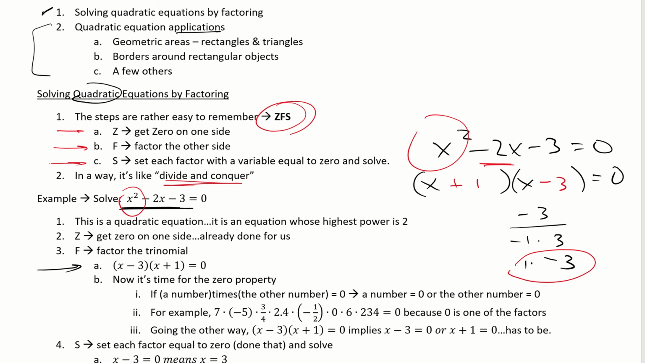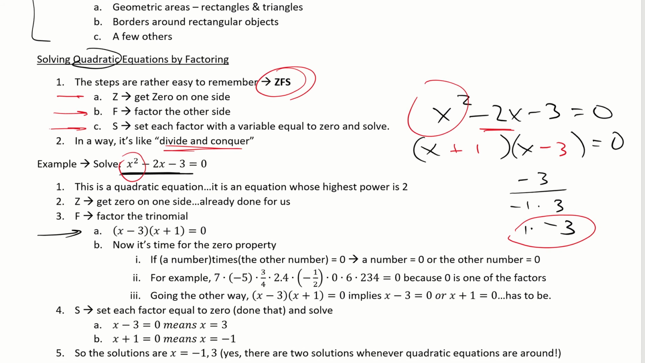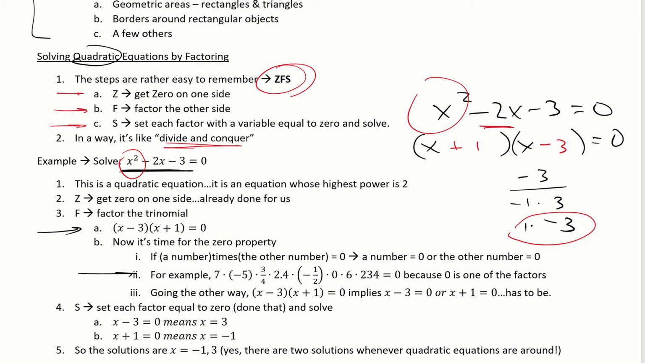Well, here's the thing. Down here at this part of the notes, I'm pointing at this guy right here. It's time for the zero property. If a number times another number is equal to 0, that implies either one of the numbers is equal to 0, or even both. There's no way, in other words, to multiply and get 0 without somebody being 0, okay?